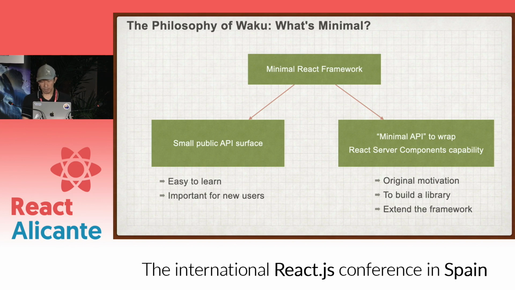The second aspect is less obvious, but important to me. This is related to my original motivation. I'll focus on the second aspect for the rest of this talk. My motivation was to build a library that could integrate with React Server components. In other words, I wanted to extend the React Server components framework. That brought me to the idea of a minimal API.